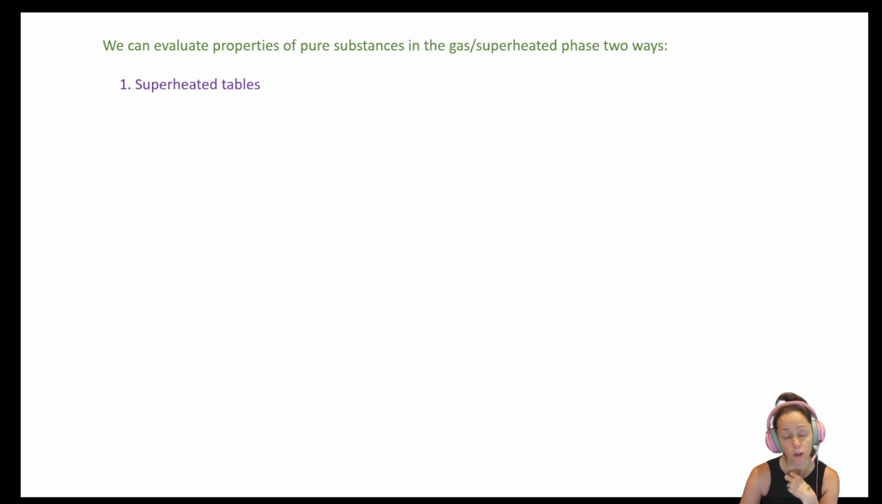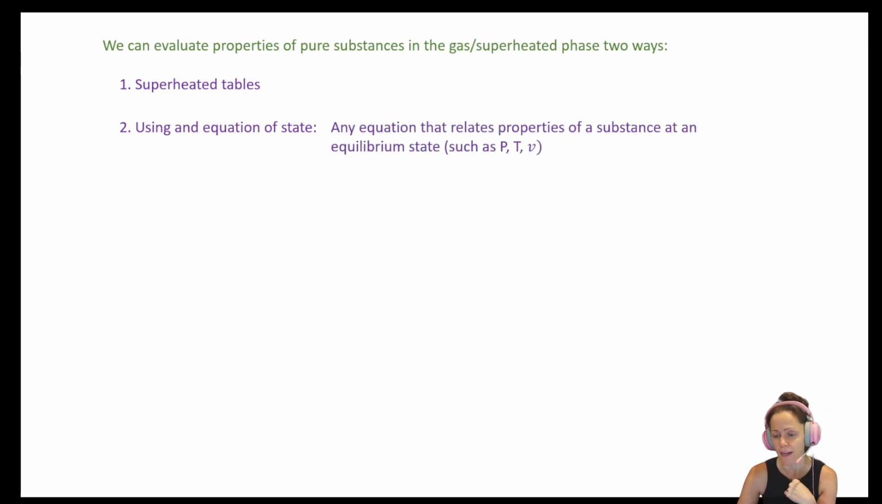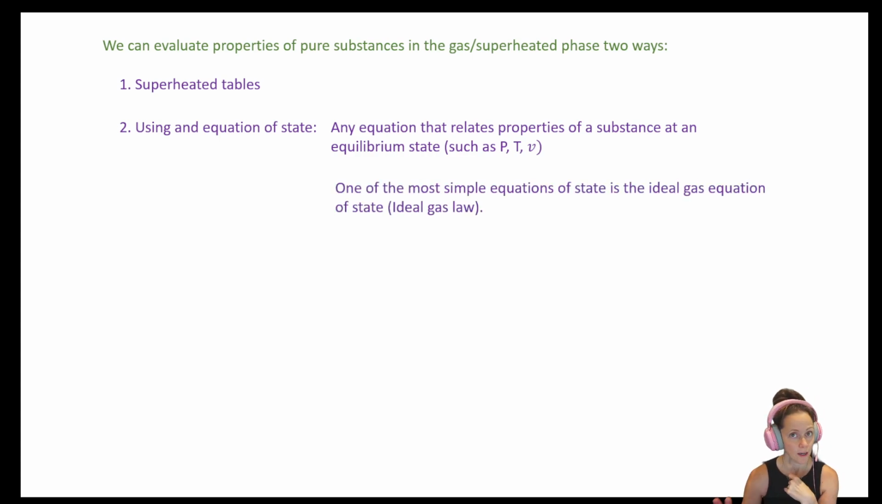Number one, we can look at our superheated tables if we have them. So our tables for that substance if it's in a gas phase. But we can also use an equation of state. So any equation that relates properties of a substance at an equilibrium state, such as pressure, temperature, specific volume, this is an equation of state. And one of the most simple ones that you've probably already had some exposure to is your ideal gas law.